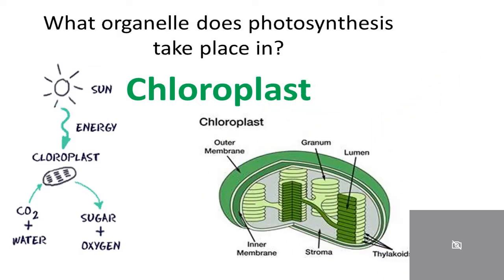Where does photosynthesis take place? Means what organelle does photosynthesis take place in? So we learned that the main site where the process of photosynthesis takes place is the chloroplast. And where is chloroplast present? It is present inside the leaves.